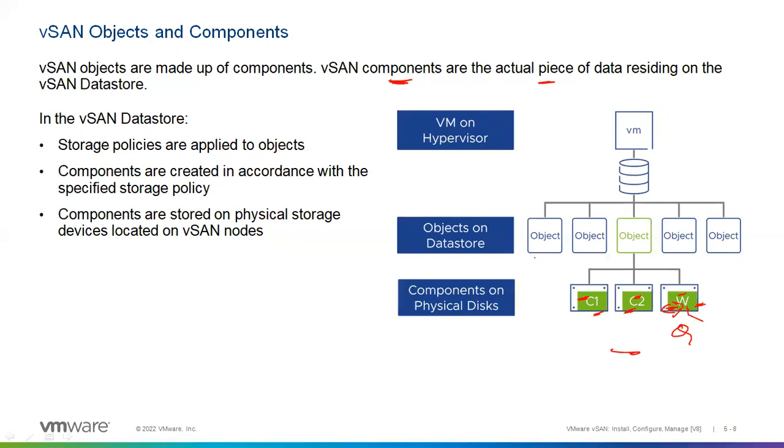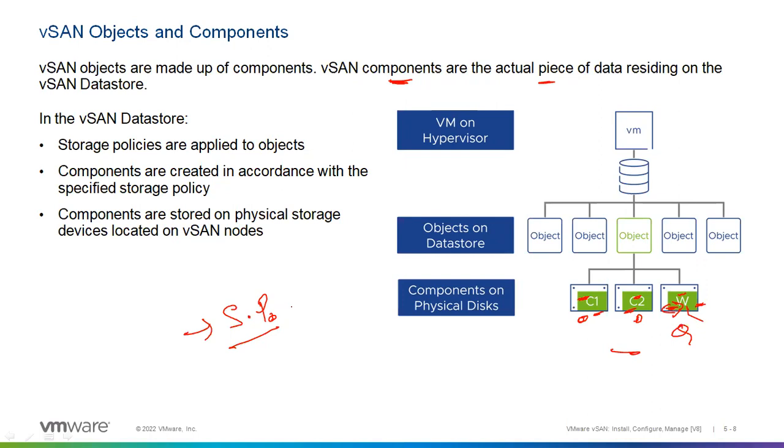Whatever kind of objects I am storing, end of the day, they convert into components, small pieces of components. And how these components are distributed across multiple disks and across multiple nodes, that all depends on my storage policy, on what kind of storage policy I have applied on top of the vSAN data store.